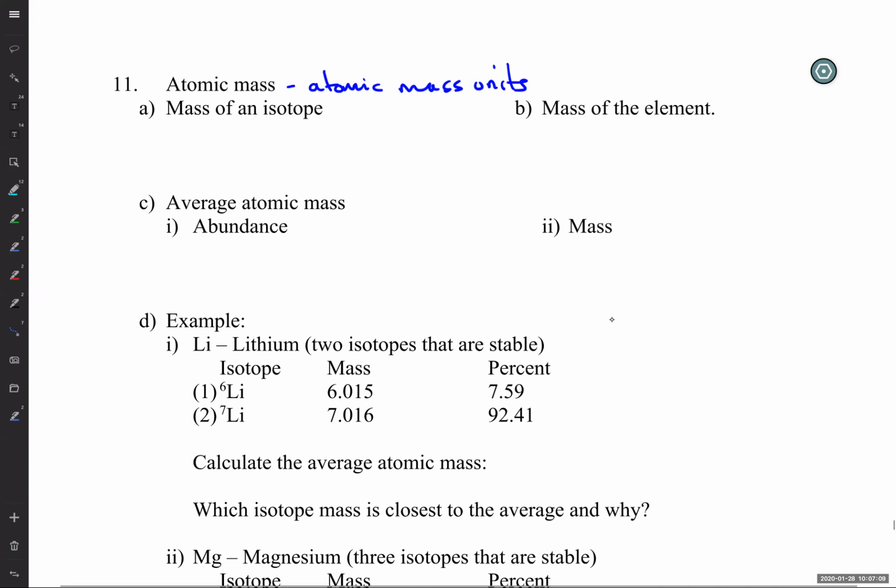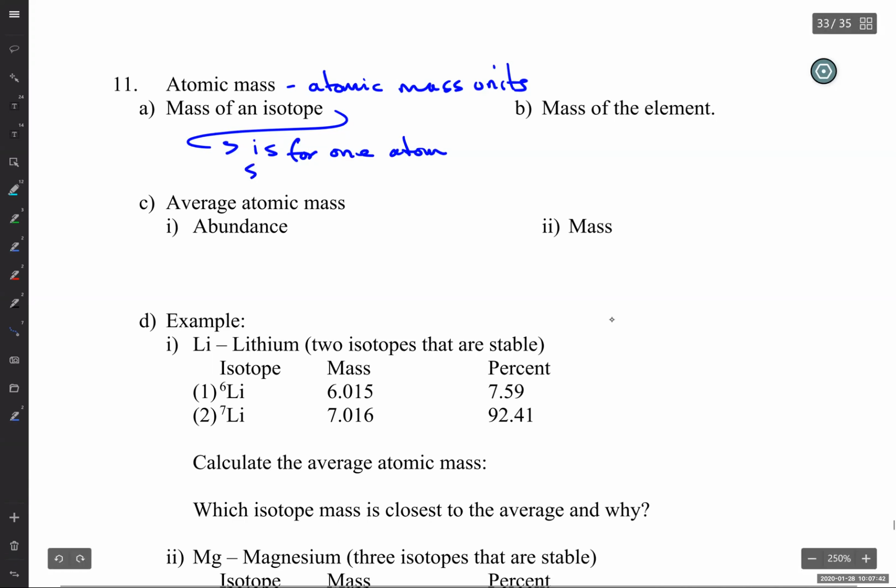And there's two ideas I want you to have before we get started. There's the mass of an isotope, okay? So an isotope has a specific number of neutrons in it, right? And a specific number of protons in it. So the mass of the isotope is for one atom, and it's for a specific number of protons and neutrons.